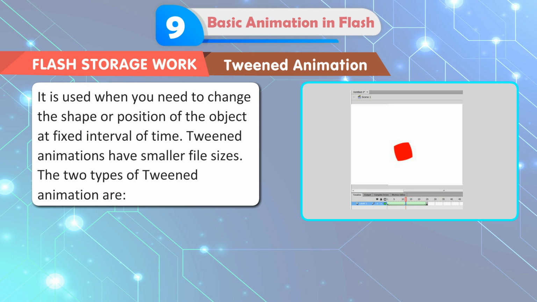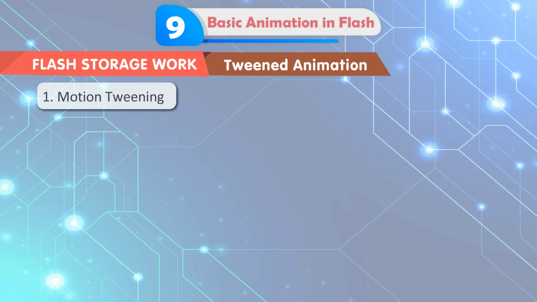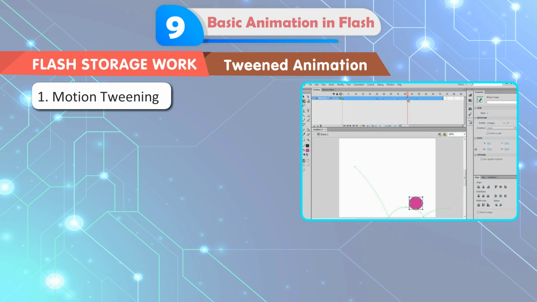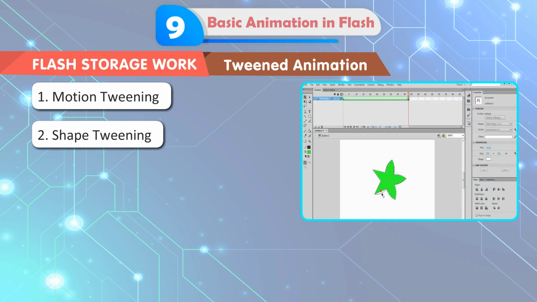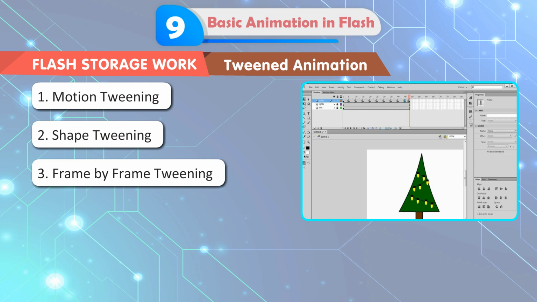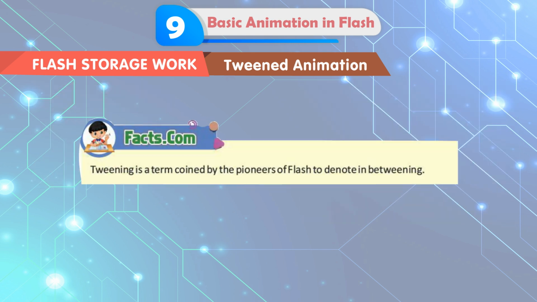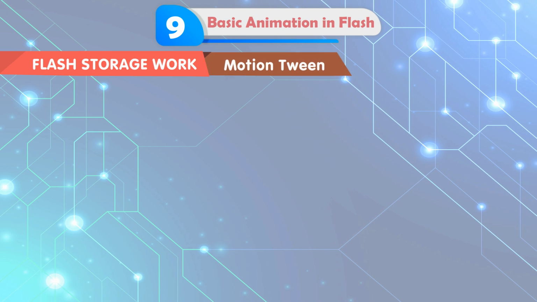The types of tweened animation are: 1. Motion tweening. 2. Shape tweening. 3. Frame-by-frame tweening. Tweening is a term coined by the pioneers of Flash to denote in-between.